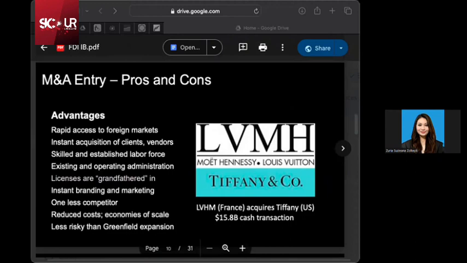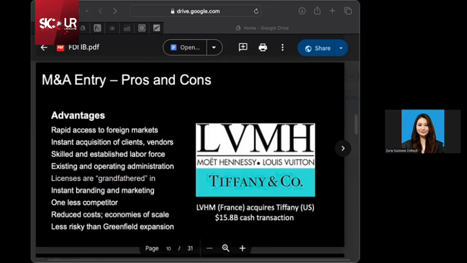The advantage of merger is rapid access to foreign markets. Because once you combine, you already have a company that is well known about the business operation and about the market. So when you acquire a company, you have rapid access rather than building from scratch.